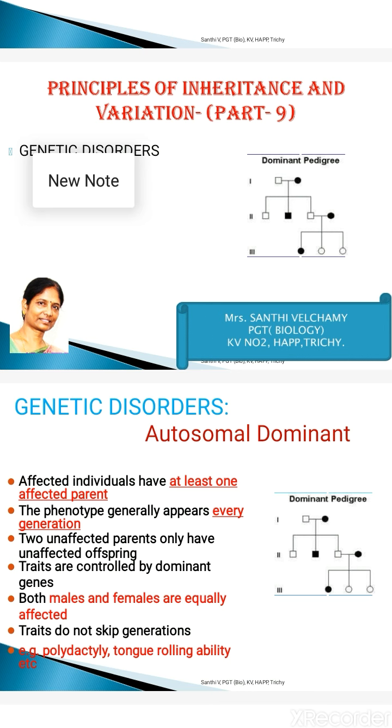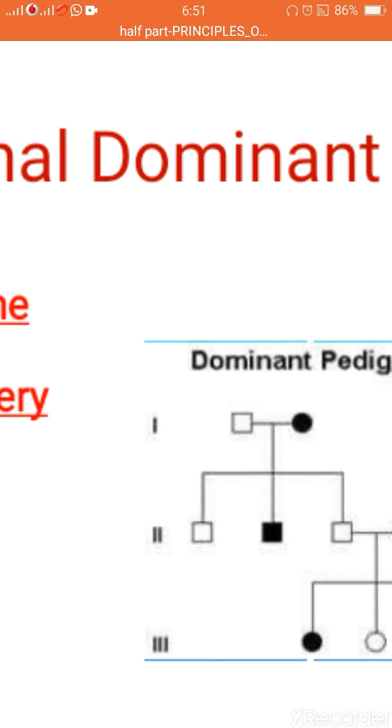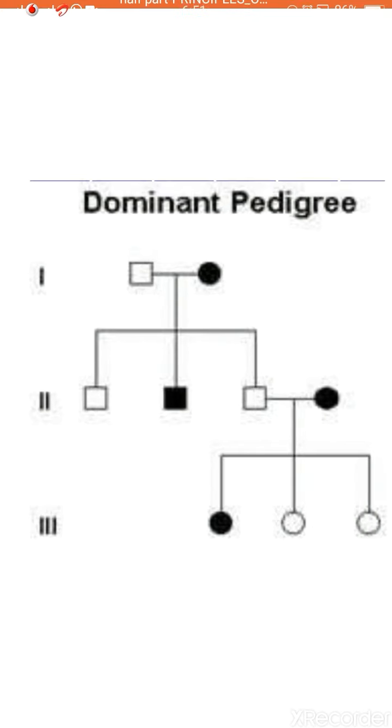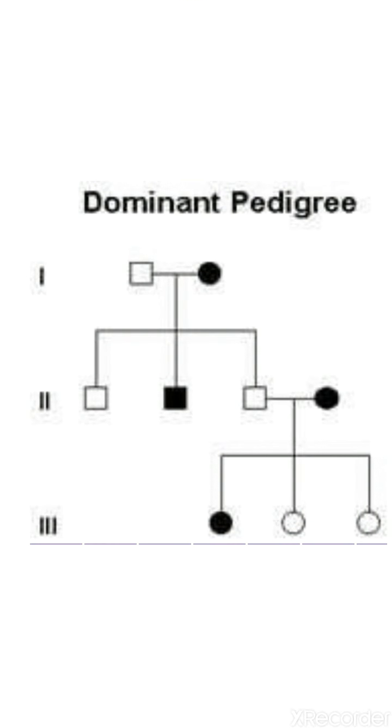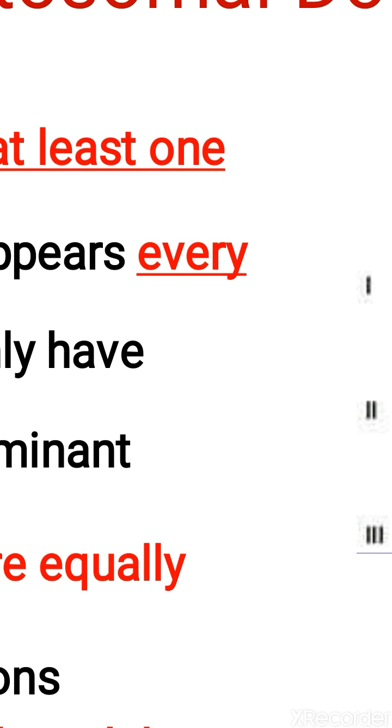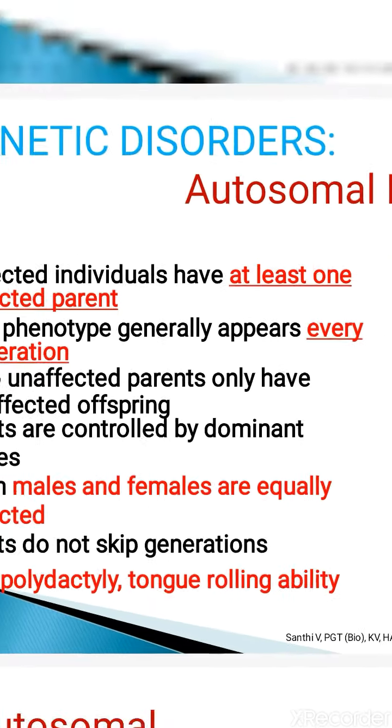In the pedigree chart, we studied that circles denote females and squares denote males. When a symbol is solid or darkened, that indicates the character we are studying. Whatever character we want to observe, when it is seen, it is darkened. Now let us see autosomal dominant.